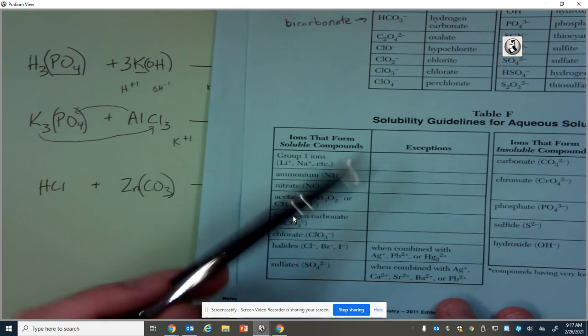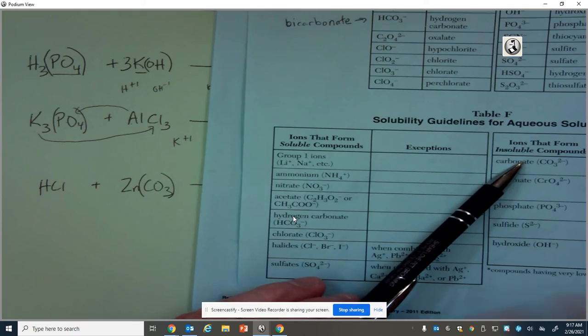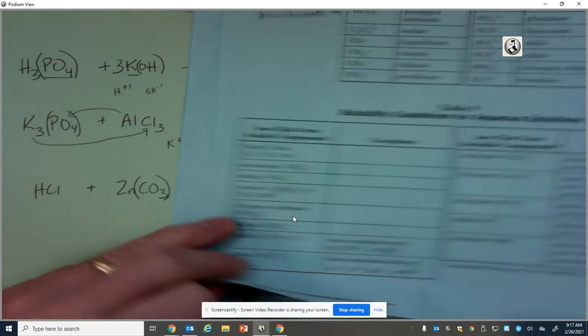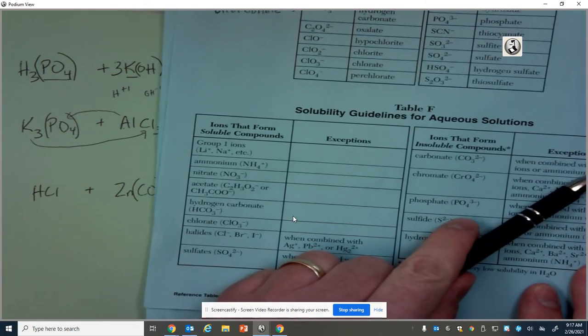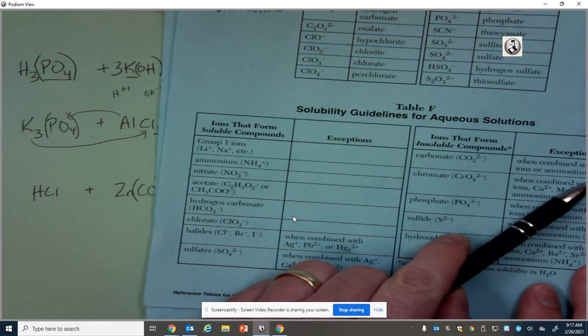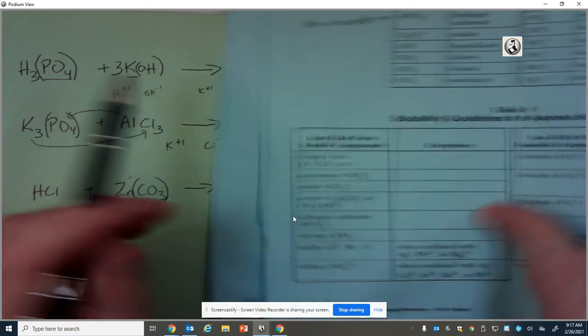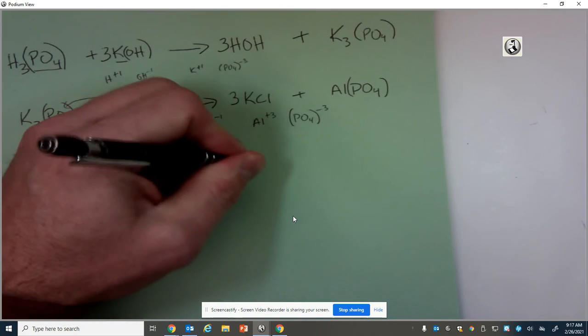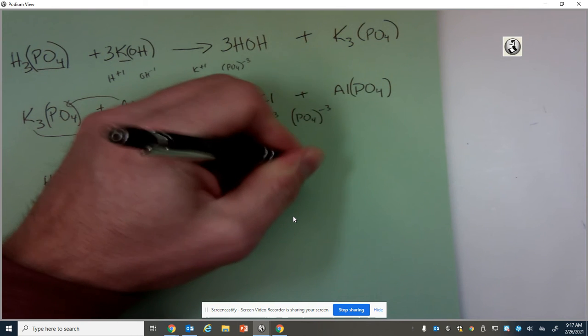ZnCO3, carbonates generally are insoluble. The exceptions are with a group 1 ion and ammonium. Zinc is not a group 1 ion. Zinc is over in the transition metals. Therefore, this one is insoluble. So what that means is no reaction.